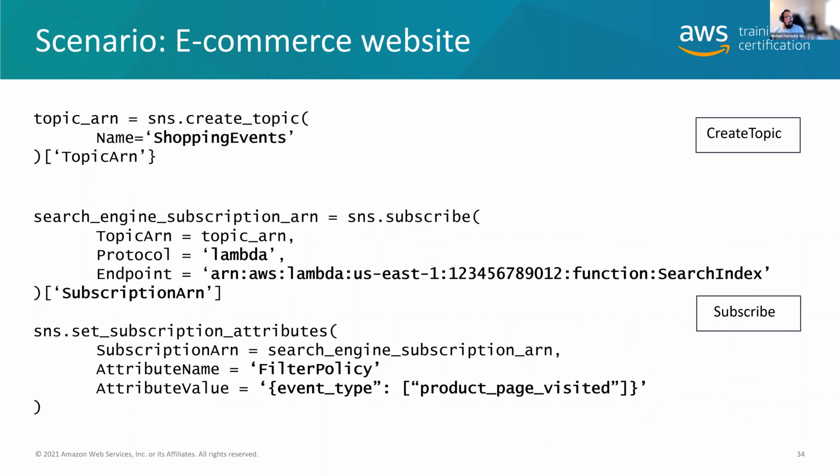Here, by the way, they are creating the topic shopping events, and then they are subscribing to the search index. Oh, they're subscribing the Lambda actually to the subscription ARN, which is good. And then they are setting a filter policy with the event type is product page visited. So they are creating a topic, subscribing to it with a Lambda function, and then setting up a filter policy for the Lambda function.